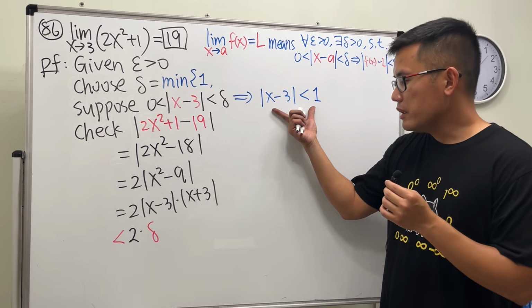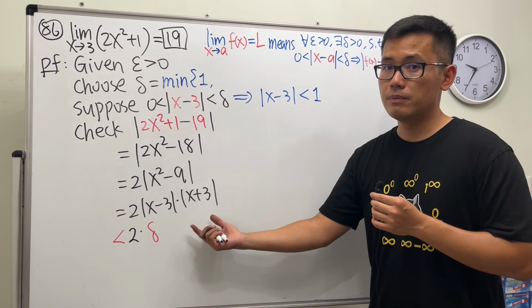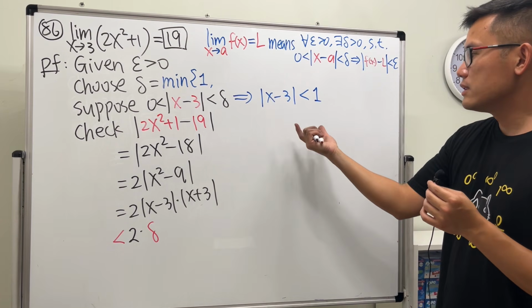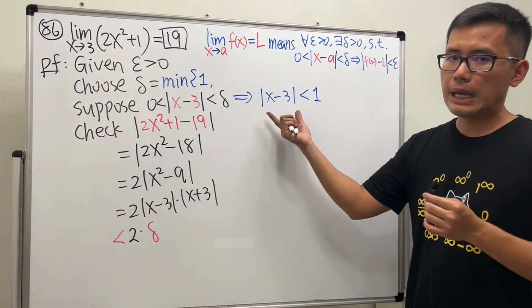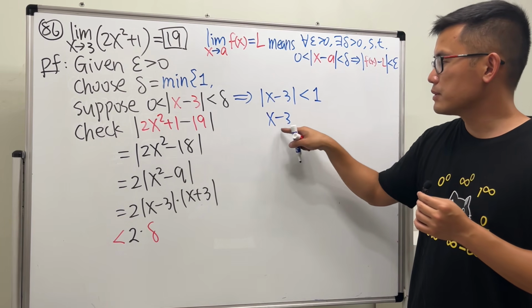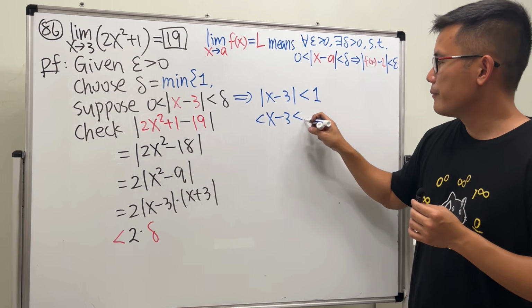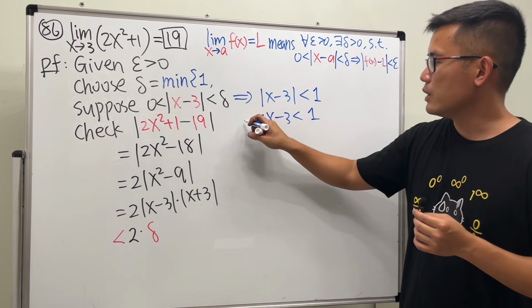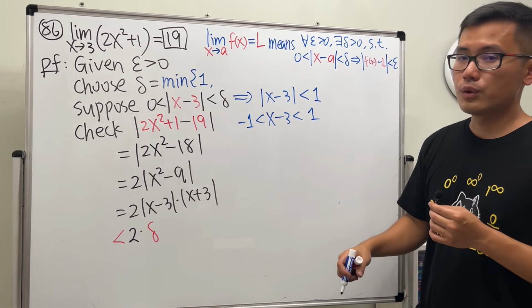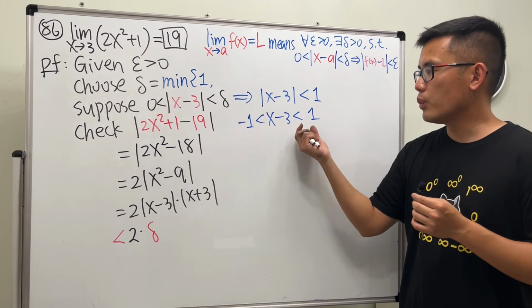Now, from here, we are going to somehow get an expression for absolute value of x plus 3. To do so, one systematic way is you first open the absolute value, so when we do that, we get x minus 3. This right here will be in between 1 and negative 1. That's how absolute value works, right? If this is less than 1, then the inside is in between negative 1 and 1.